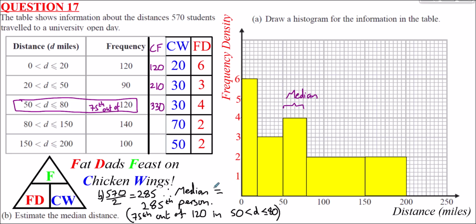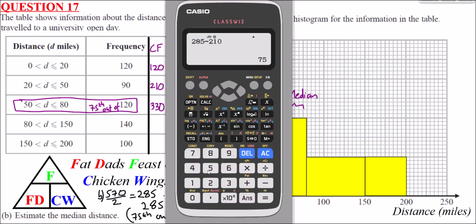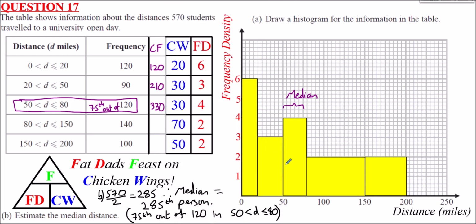So we can use this fraction to help us. So 75 out of 120. Let's work this out as a fraction. So 75 over 120. It's 5/8. It's going to be 5/8 the way along this bar.